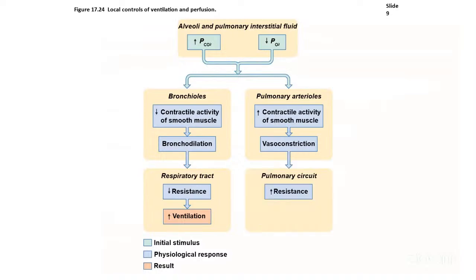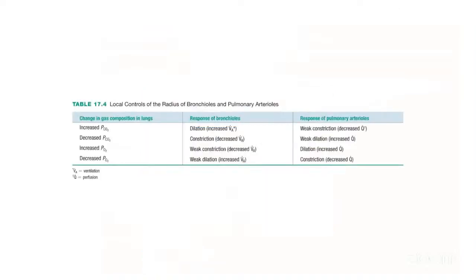This increases the overall resistance of the pulmonary circuit, which means we're going to drop down our perfusion, drop down blood flow here, hopefully somewhere along this by increasing our ventilation and decreasing the perfusion. We're going to bring our ratio back to 1. Okay. That's basically all we want to know about that. We're trying to get to 1.